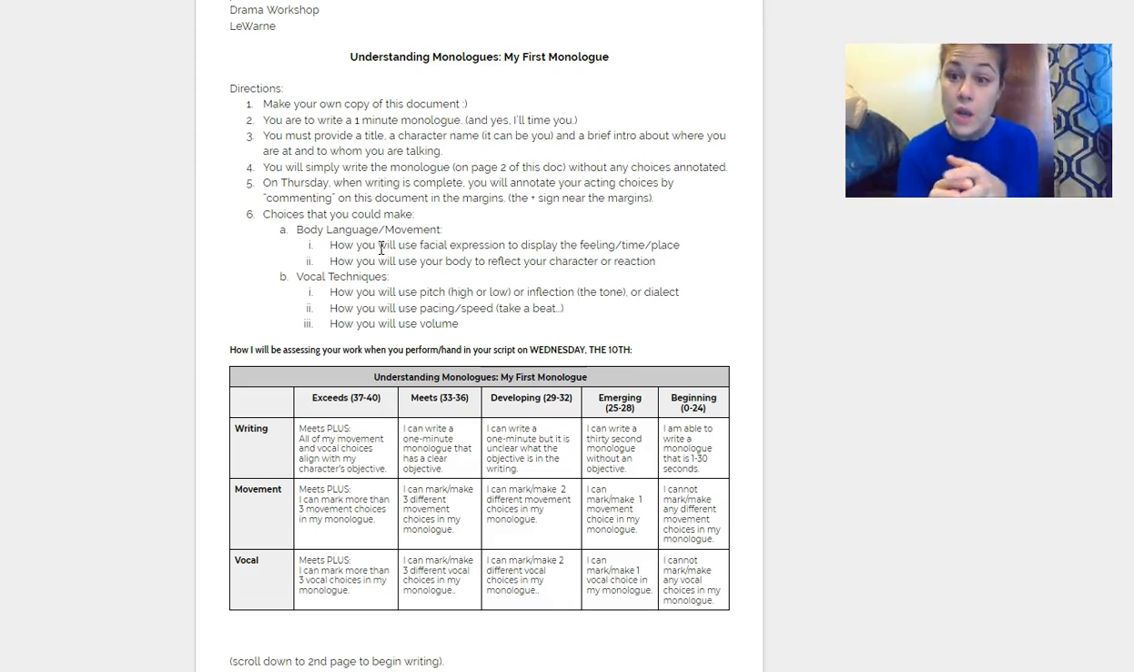It can be one person you're talking to, or many people. It could be your entire family. It could be a community celebration, whatever. It could be a large group of people that you're addressing as well. Number 4, you will simply write the monologue on page 2 of this doc without any choices annotated.